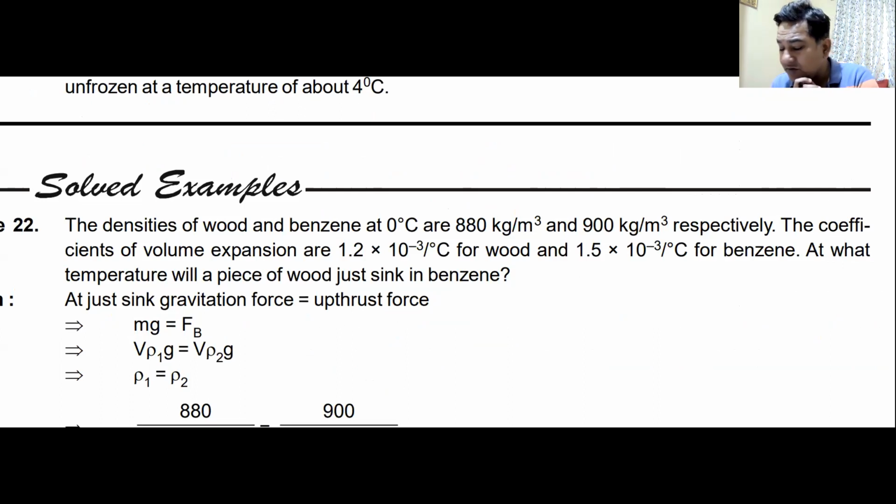Now, since we have done the variation of density, it's prudent that we solve a problem on this. So this is problem number 22. The problem is very simple. The density of wood and benzene at 0 degrees Celsius are given. So you only get one chance to read the question. 880 and 900 kg per meter cube respectively, the coefficient of volume expansion are this and this.